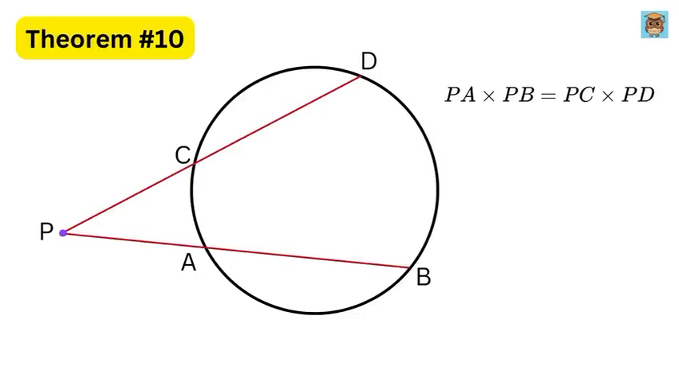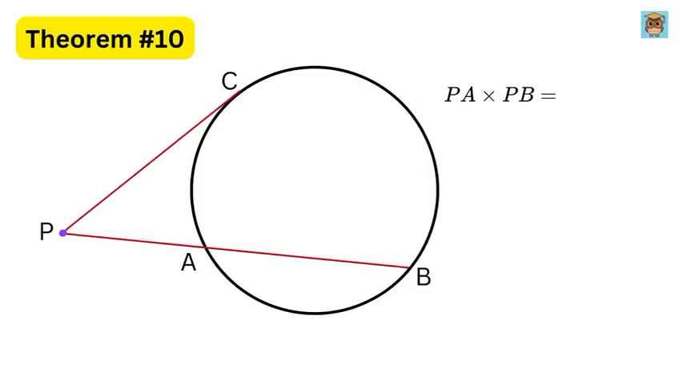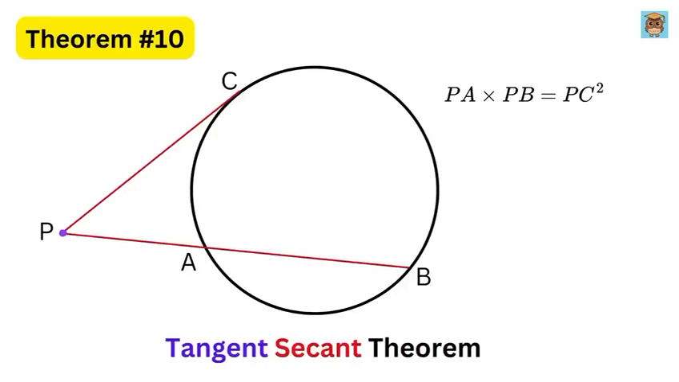Awesome! We can extend this theorem and say that if this line is a tangent, say this line touches the circle at a single point C, then we have PA times PB equals PC square. This theorem is called the tangent-secant theorem, which is very similar to the two-two segment theorem.